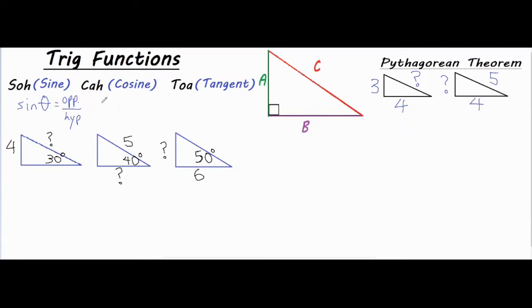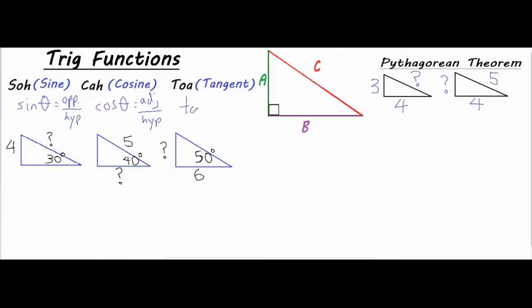So going on to cosine, we have the cosine of the angle, and that is equal to the adjacent side over the hypotenuse. So in relation to our 40-degree angle, this is the adjacent side because it is not opposite of it, and it's definitely not the longest side of the triangle. So the adjacent part is just right next to that 40 degrees.